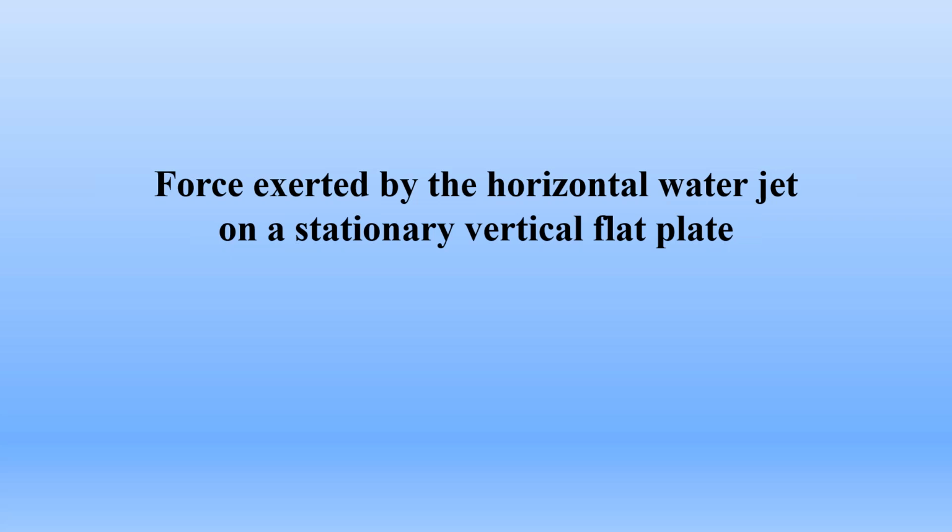Here the water jet is horizontal. The metal plate is a flat metal plate. It is at rest and that flat metal plate is vertical. So the metal plate is vertical, the water jet is horizontal, and the flat metal plate is perpendicular to the direction of this water jet.